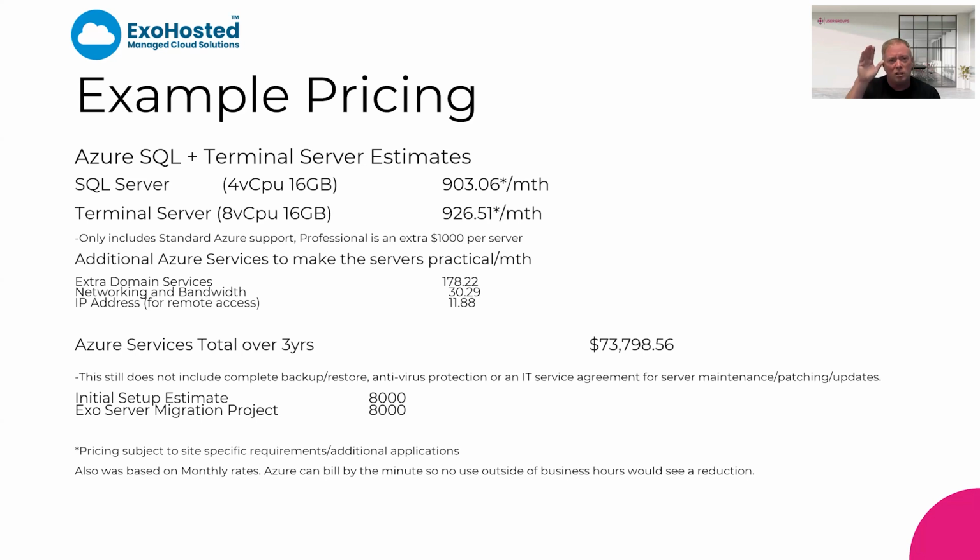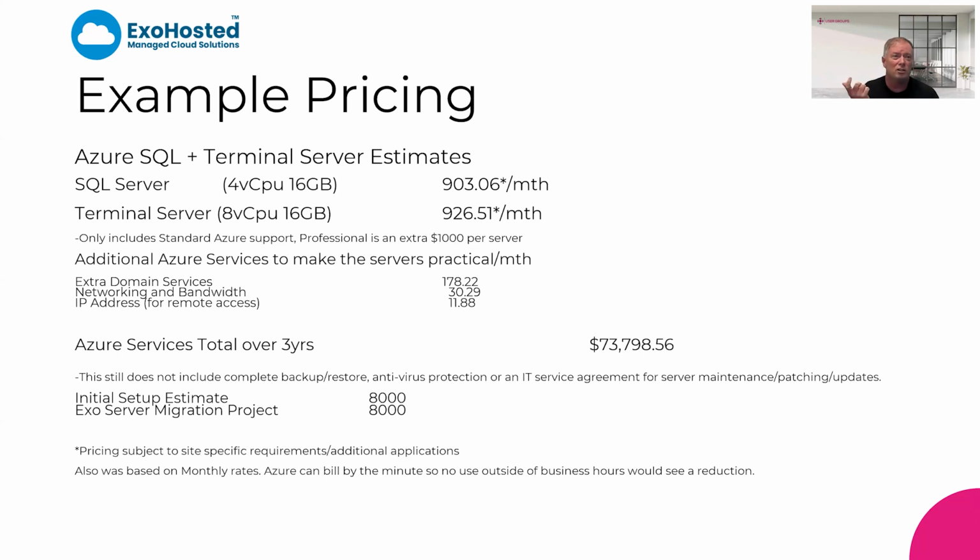But even though when you use the Azure pricing calculator, they don't actually mention that to make those servers practical, there's actually some other additional hidden bits that you would need around extra domain services to allow users to log on with their existing Microsoft credentials. There's a networking and a bandwidth cost. And then an IP address cost, if you actually wanted to use the services as remote access. So that total over 3 years comes to somewhere between $70,000 and $75,000.